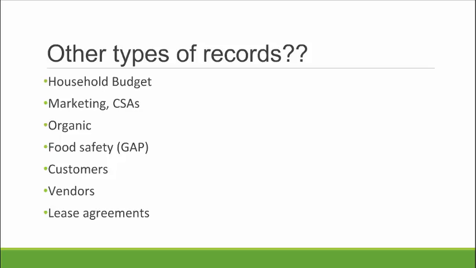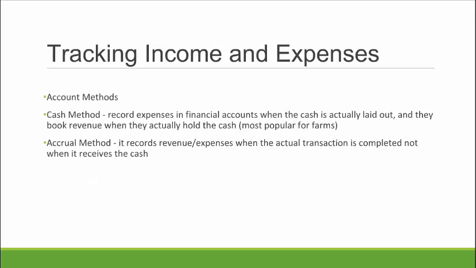Other types of records, maybe there's some marketing and CSA records that you need to keep. If you're certified organic, there's organic records that you need to keep. Food safety, those with GAP certification, there's records along with those, and making sure you're in compliance with those post-harvest, those in the field and post-harvest handling activities. If you're direct marketing, maybe you're going to keep records of your customers and who's purchasing from you and how to stay in touch with them, or vendors, and then any type of lease agreements or formal, informal lease agreements.